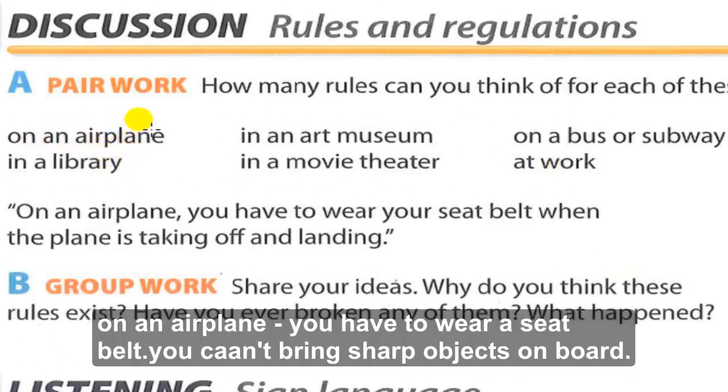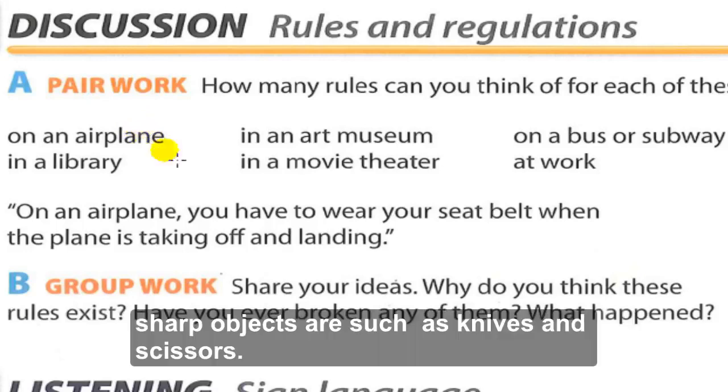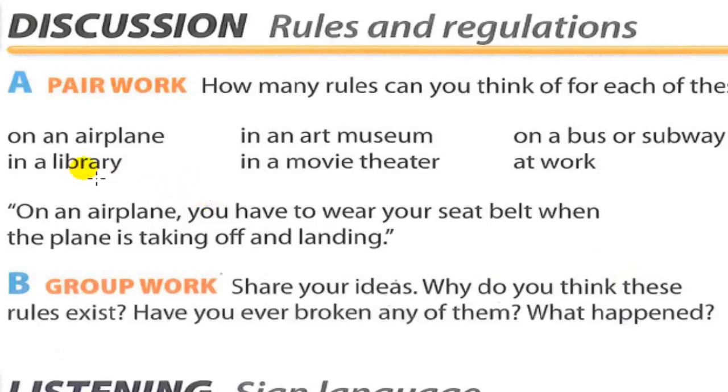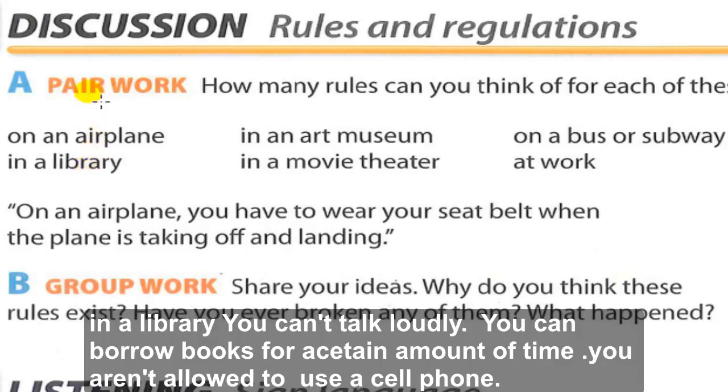In an airplane, you have to wear a seat belt. You can't bring sharp objects on board. Sharp objects like knives, scissors. In a library, you can't talk loudly. You can borrow a book for a certain amount of time. You're not allowed to use a cell phone.